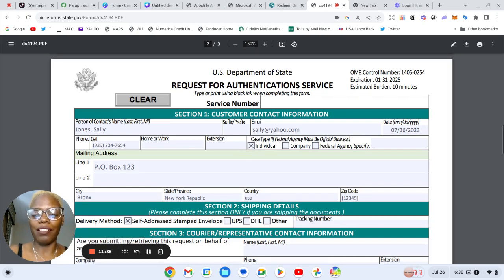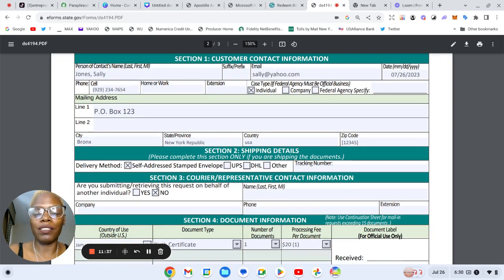Mailing address, again, will always be the P.O. box. You have to always differentiate yourself from the straw man. So you're going to use a P.O. box. You're going to put that P.O. box, city, the state. As you can see, I am very consistent. New York Republic, country USA.